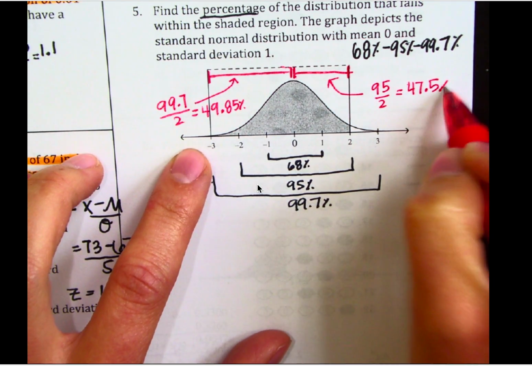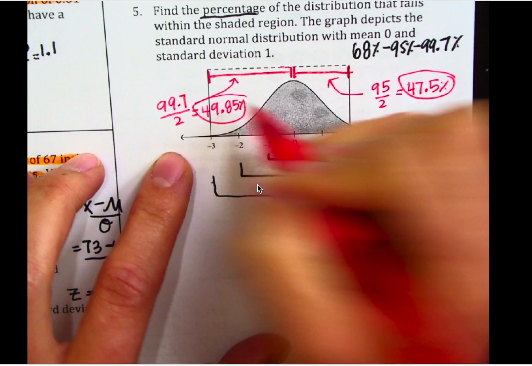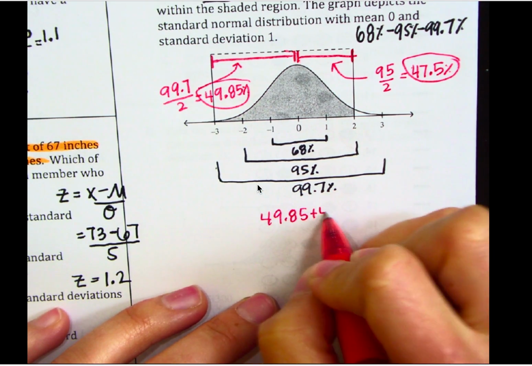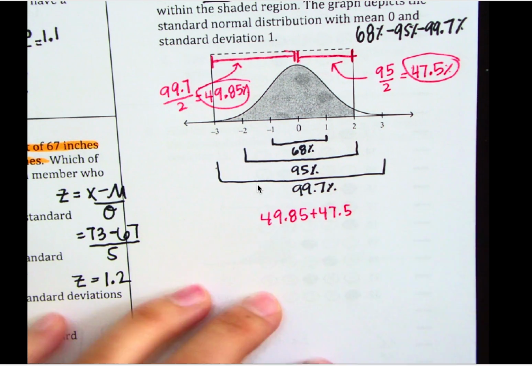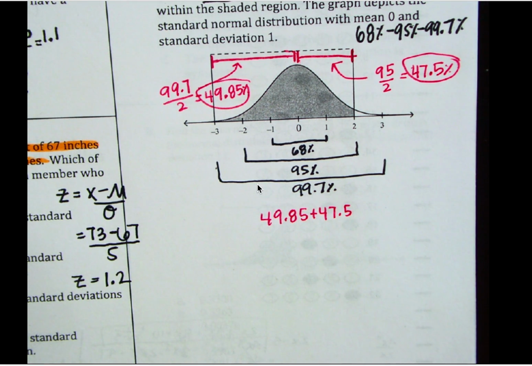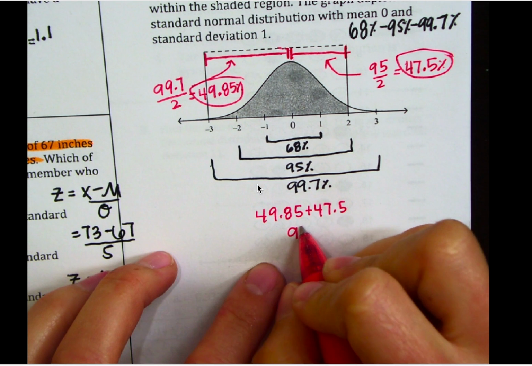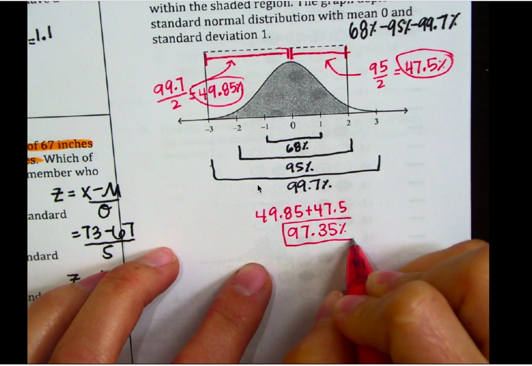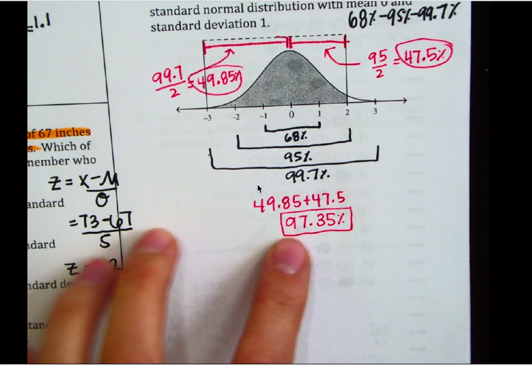So I'm going to take both of these percentages and I'm going to add them. All right, and then that is going to give me my answer of 97.35%. Okay, and that's the percentage that is shaded.